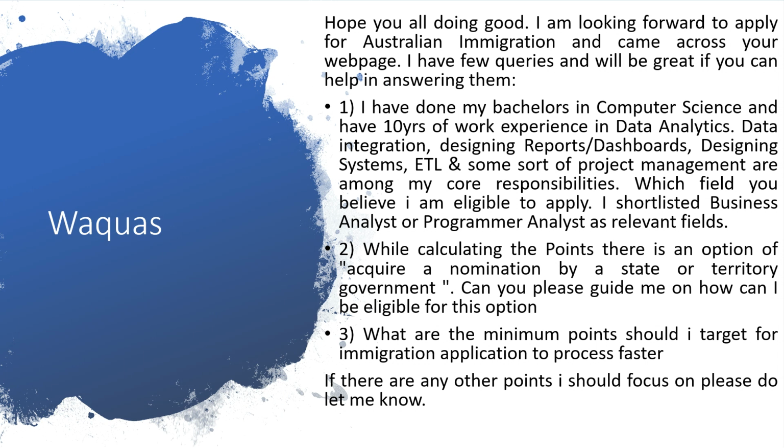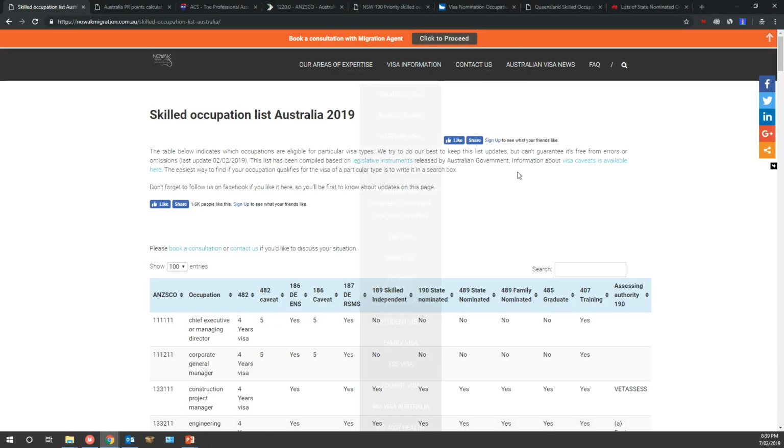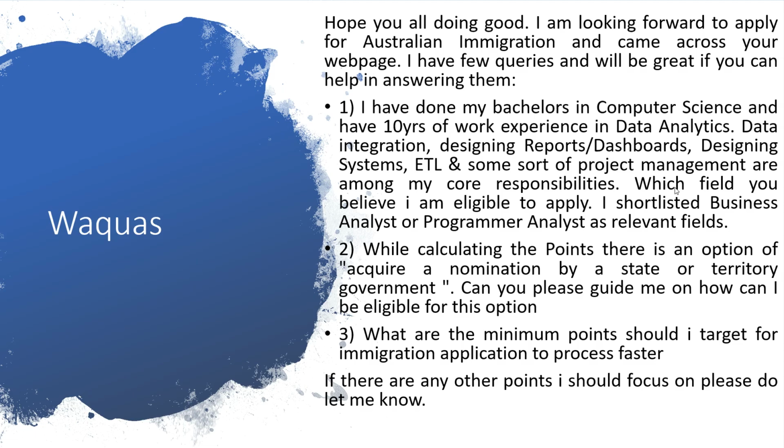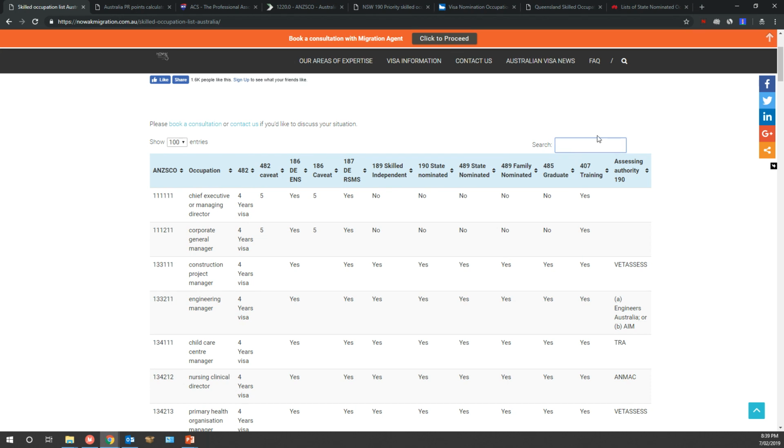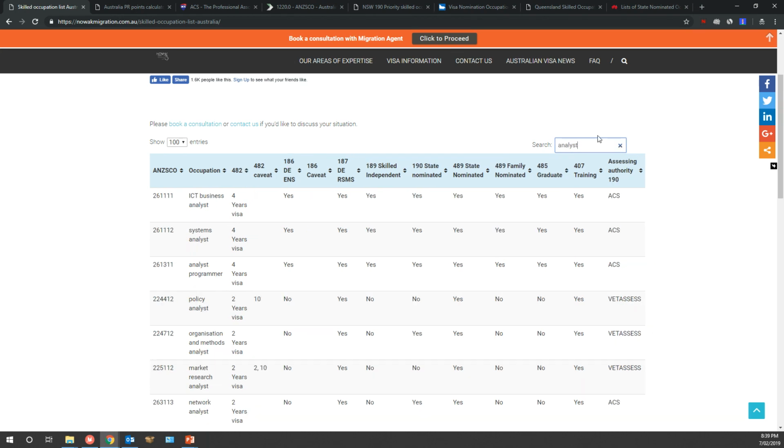We'll get there. Okay. First of all, computer science and 10 years of work experience, data analytics. So the IT occupations, all right, so what did you have over there? Business analyst or programmer analyst? First of all, we'll have to find out what sort of visas you might be eligible for. ICT Business Analyst, 189. Yes, you might be eligible for 189. Systems Analyst also 189, 190, 489 as well.